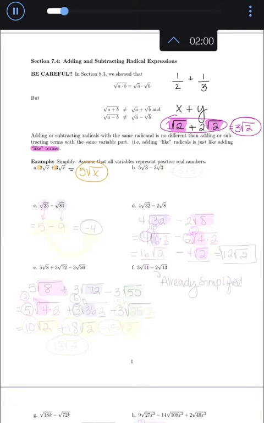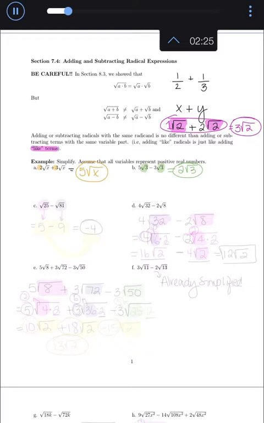Now let's look at B. We've got 5 square roots of 3 and minus 3 square roots of 3. They are like terms because they both have the square root of 3. So I have 5 of these square roots of 3 minus 3 of the square roots of 3, which means I'm only going to be left with, subtracting normally, 2 square roots of 3.